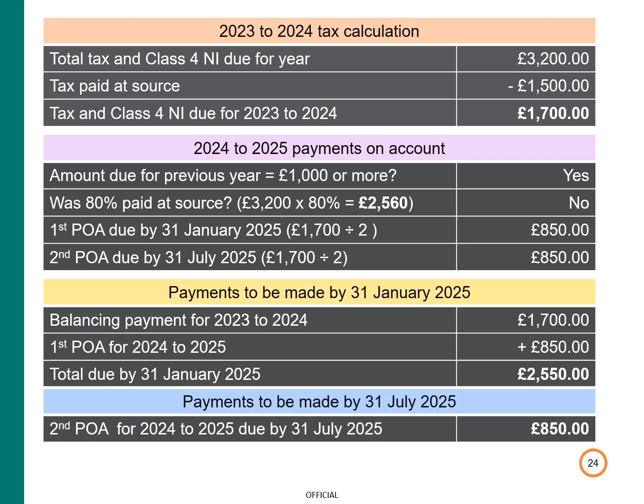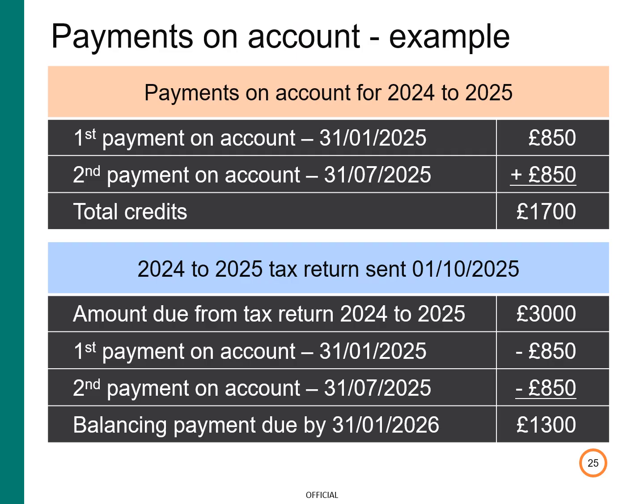The payments due by the 31st of January 2025 are the balancing payment of £1,700 plus the first payment on account of £850. That's £2,550 in total. There's also the second payment on account of £850 due the 31st of July 2025. The payments on account made for 2024 to 2025 will be shown on the statement of account as a credit.